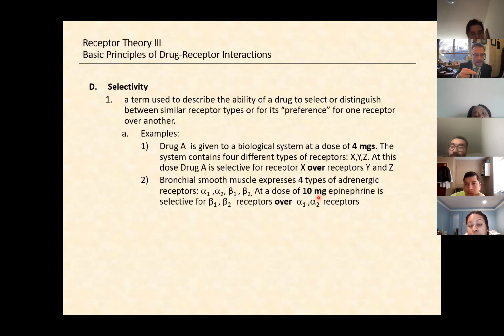So selectivity, and you should write this down, okay? Selectivity is dose dependent, or dependent on the dose of drug that we're giving. So selectivity is dependent on the dose of drug that we're giving. Drugs tend to be more selective at lower doses.